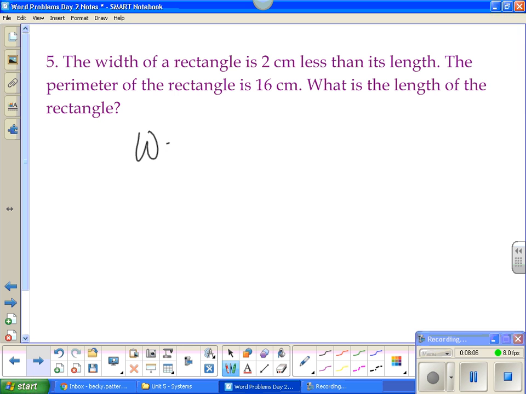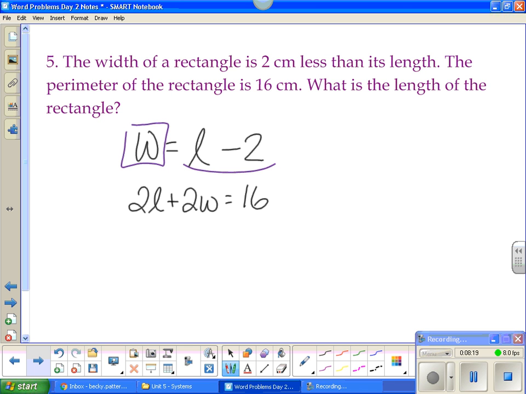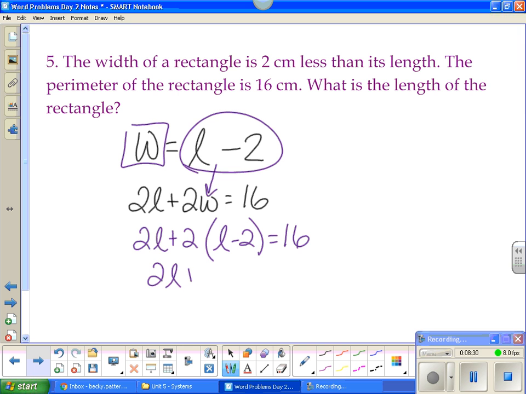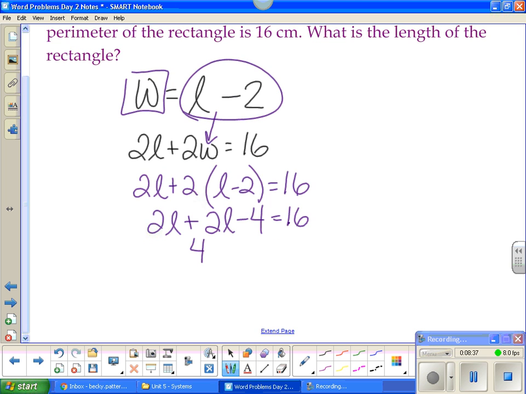So the width of a rectangle is 2 centimeters less than the length. The perimeter, 2 lengths plus 2 widths, equals 16. Okay, so this is my substitution. This time it's going to go in for w because that's what it equals. So 2l plus 2 times l minus 2 equals 16. 2l plus 2l minus 4. 2l plus 2l would be 4l.